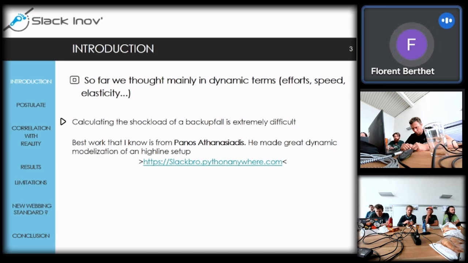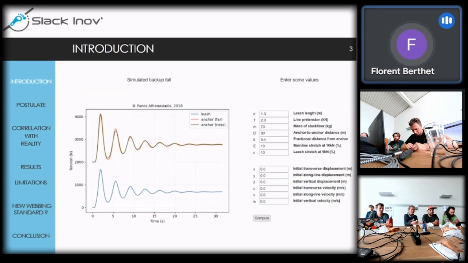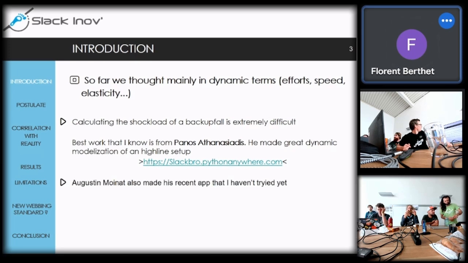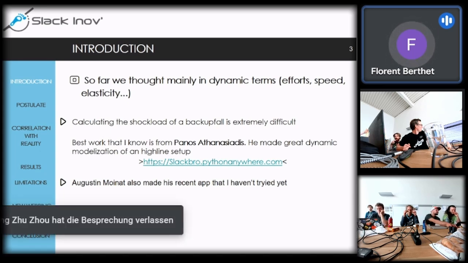So far, the best work that I know is made by Panos Athanasiadis. Sorry, I don't know your name personally. And here is a link to go to his work that is shown online. And this is an example of his simulator that you can find online. You see on the right a lot of parameter lists, but he is arriving to get accurate or almost accurate results. And I know that Augustin also made a recent app that I haven't tried yet. We just discovered his calculator in the previous presentation today.